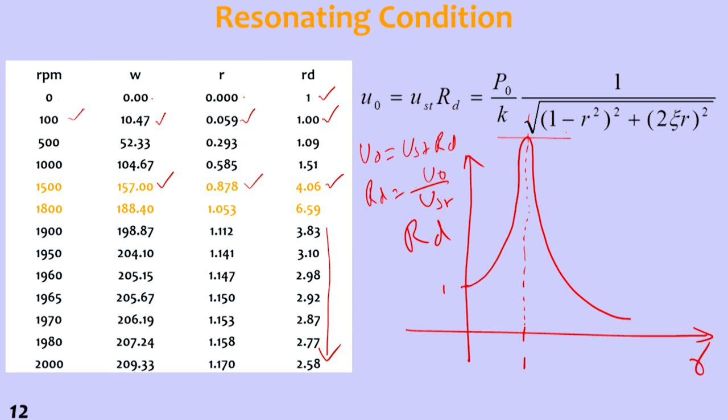So what damping does is, damping controls the amplitude of vibration. If it were undamped vibration, it would go to infinity and make the system break during the vibration.